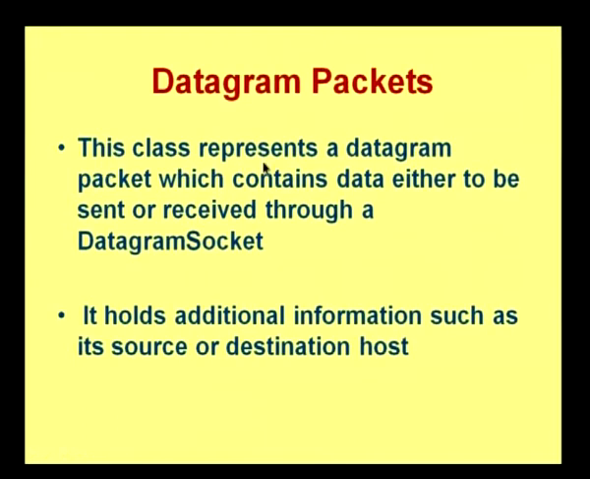and so we never have any information regarding the message that is received or the message that is sent. It is not stored anywhere. The datagram packet class represents a datagram packet which contains data either to be sent or received through the datagram socket. It holds additional information such as its source or destination host. So, you can see that the same datagram packet could be used for sending as well as for receiving. We have only one socket here, whereas in TCP/IP we have socket as well as server socket. We have two streams, and through those streams we access the data. Whereas here we have only the socket.